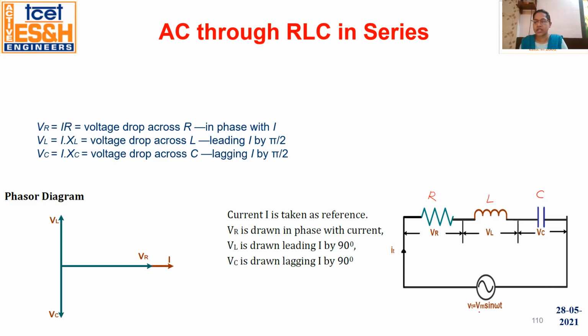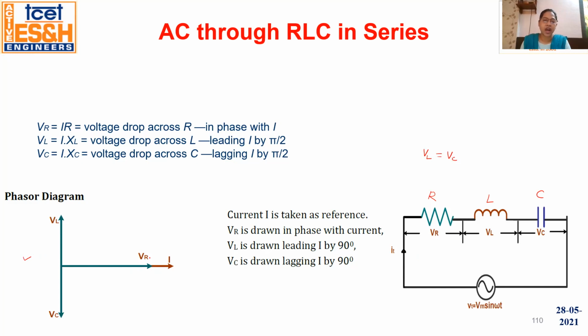The voltage given here is Vm sin omega t, and the current is common in the circuit because it is a series RLC circuit. The voltage across resistance is VR, the voltage across the inductance is VL, and the voltage across capacitance is represented by VC. So in the case where VL is equal to VC, this is the representation of the phasor diagram. Here you see that this is the voltage across resistance, which is always in phase with the supply current.